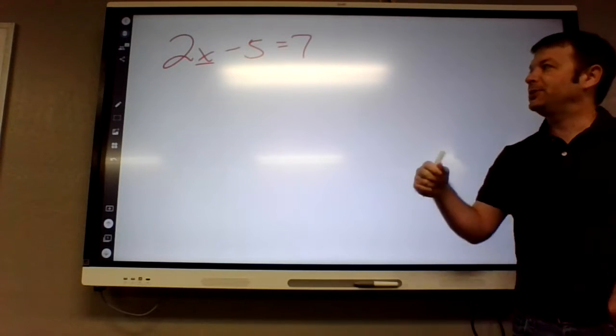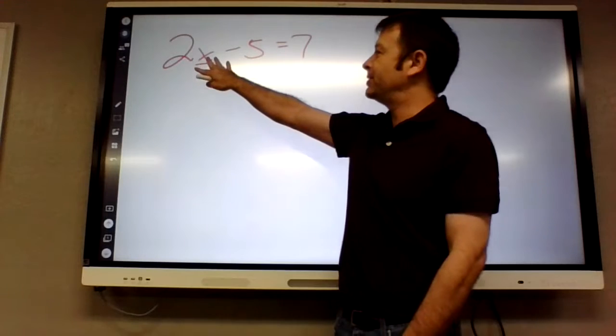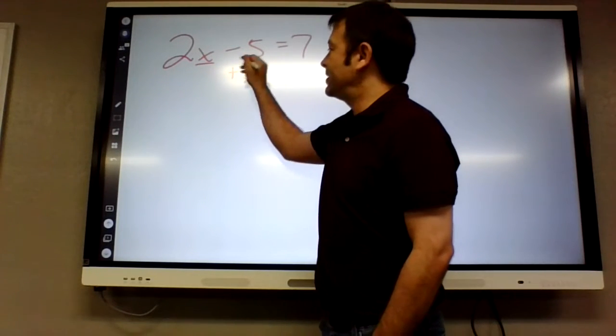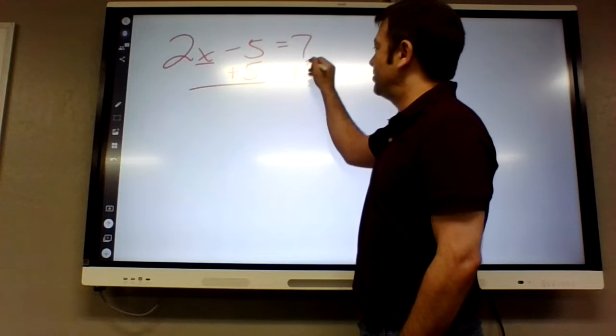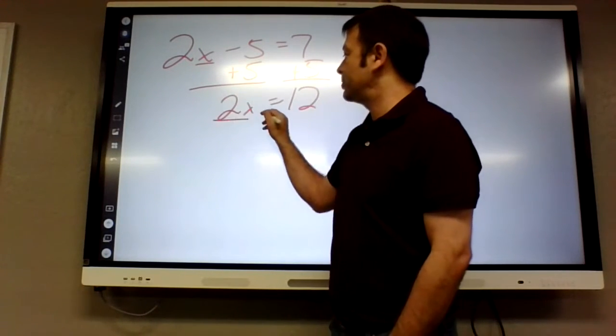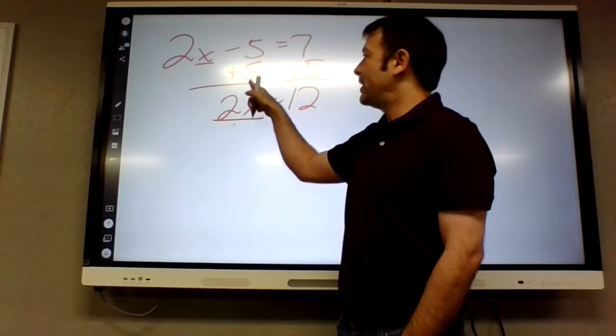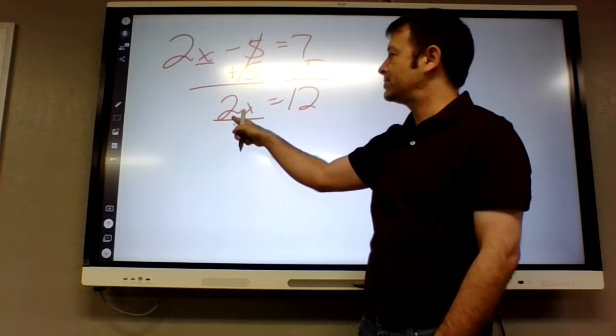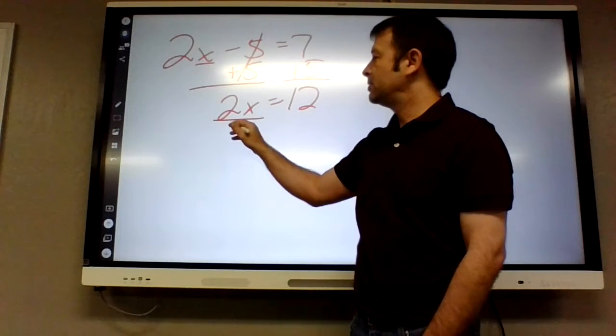All right, so what should I do to solve for x here? Plus 5, okay, and just like yesterday, I'm going to be mean and make you show all this work. And then after you add 5, that's gone. That's 12, and then how do I get rid of this 2? Divide by 2.